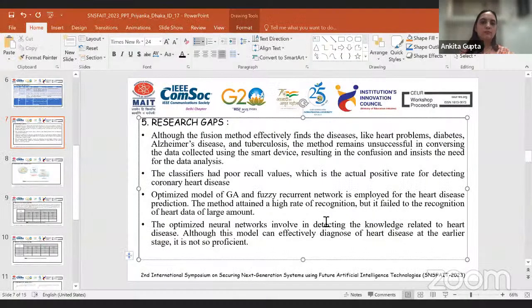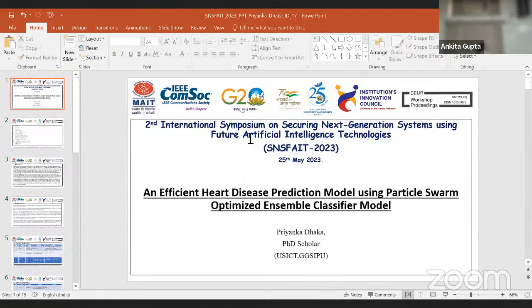I would like to call upon Ms. Priyanka, Paper IT 17, with the paper on an efficient heart disease prediction model using particle swarm optimized and temporal classifier model. Priyanka, the PPT is visible. You can start now.